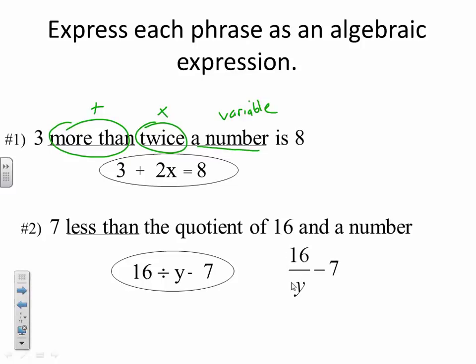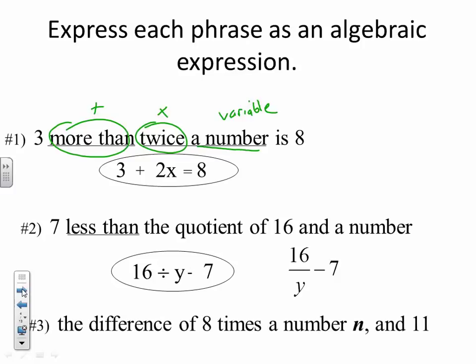Could I write 16 divided by y in this fashion? I would write it this way. I like fractions showing me to divide. It's up to you how you choose to do this. We do not need parentheses here. Division comes before subtraction anyway. And the last one says the difference of 8 times the number n and 11. Difference means to subtract. Another synonym. We're talking about 8 times the number n. So how do I do 8 times the number n? That's simply 8n. And the difference of 8n and 11 means I'm doing 8n minus 11. Simple as that.